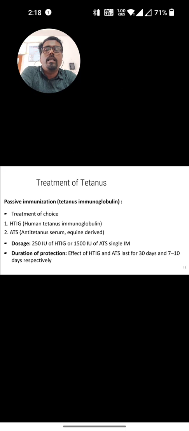Treatment of tetanus mainly includes passive immunization. When the person develops tetanus, the treatment of choice is human tetanus immunoglobulin, that is HTIG, or ATS, that is the anti-tetanus serum, which is equine derived. 250 international units of HTIG or 1500 international units of ATS is given in a single intramuscular injection. Duration of the protection will last for 30 days and 7 to 10 days respectively for both.